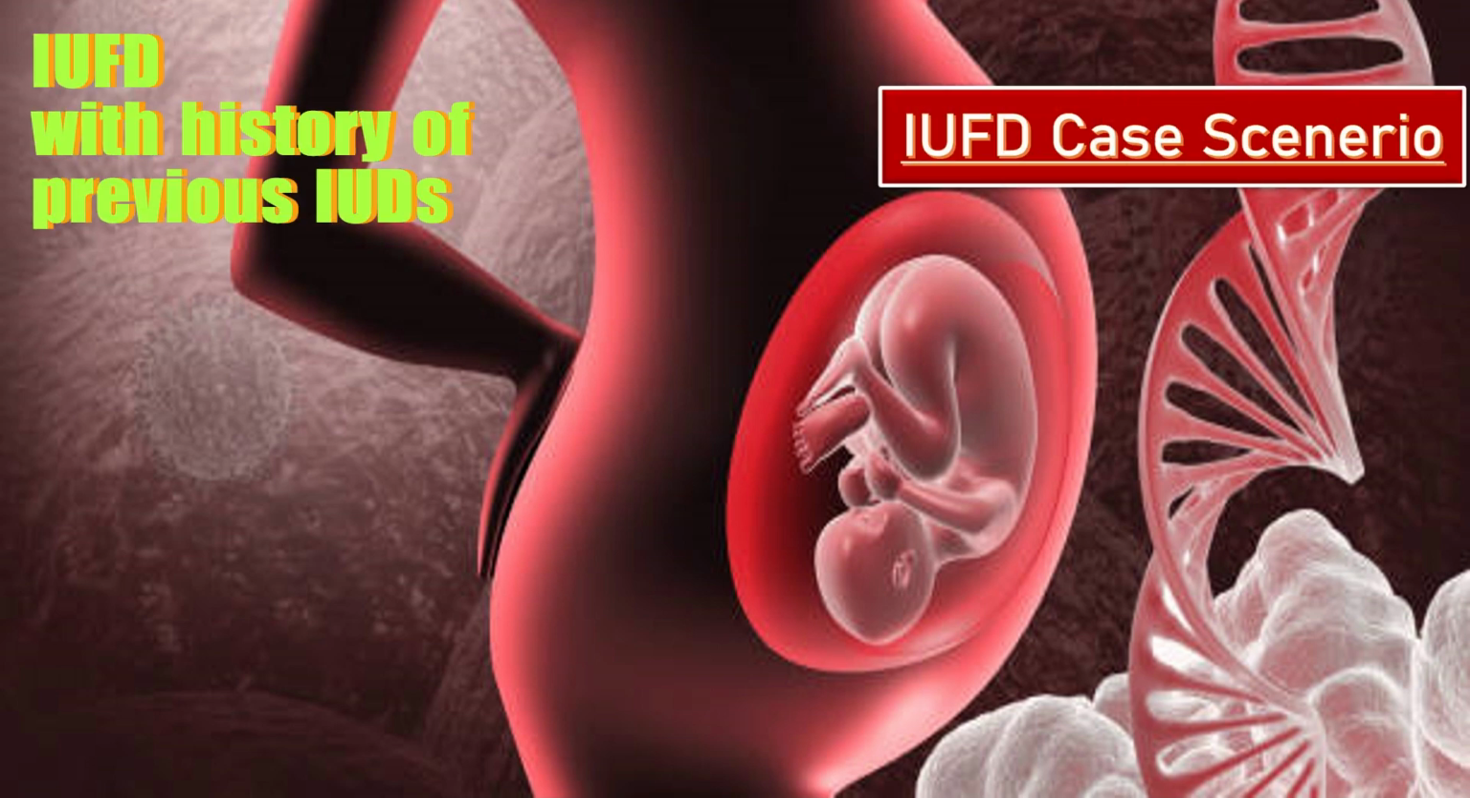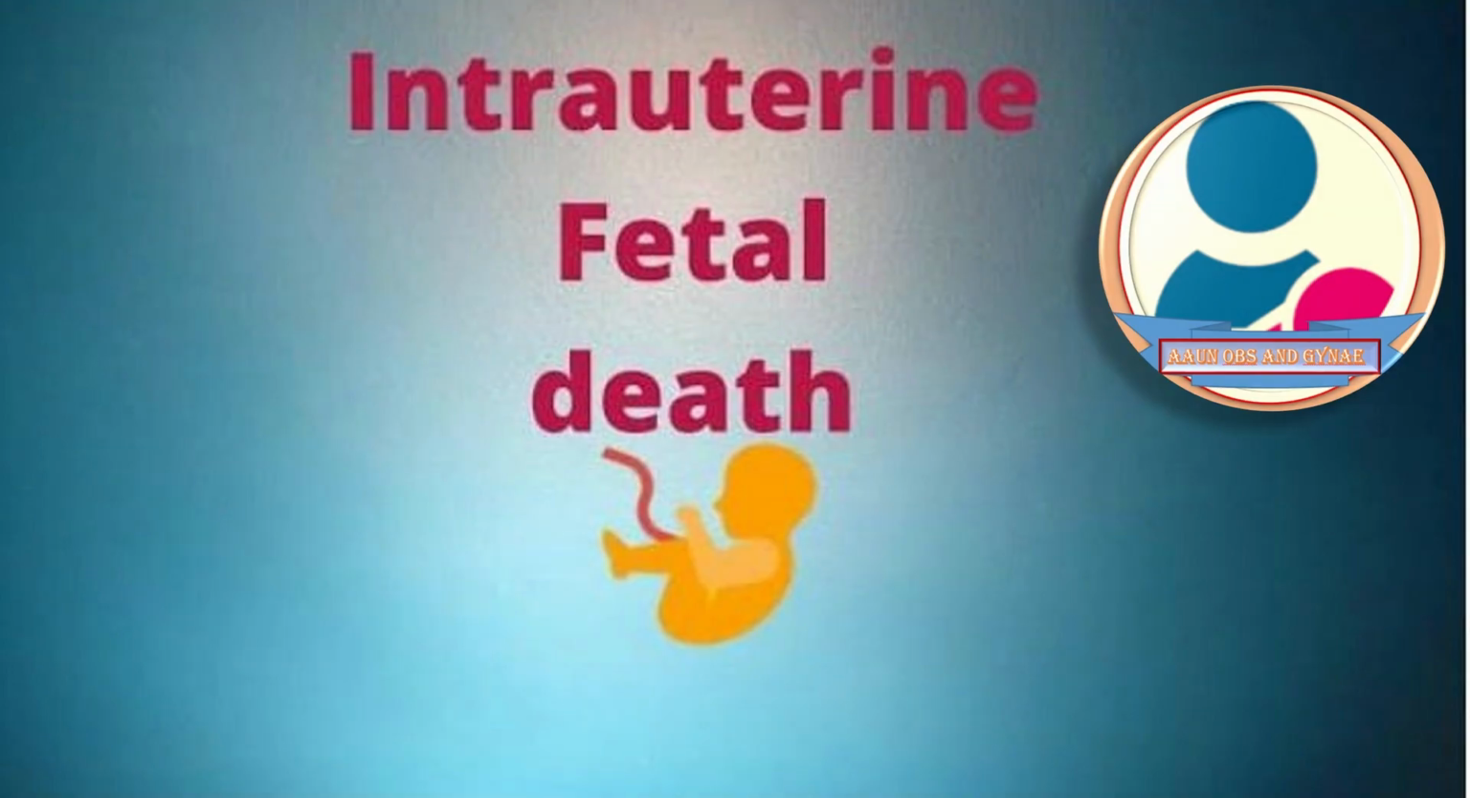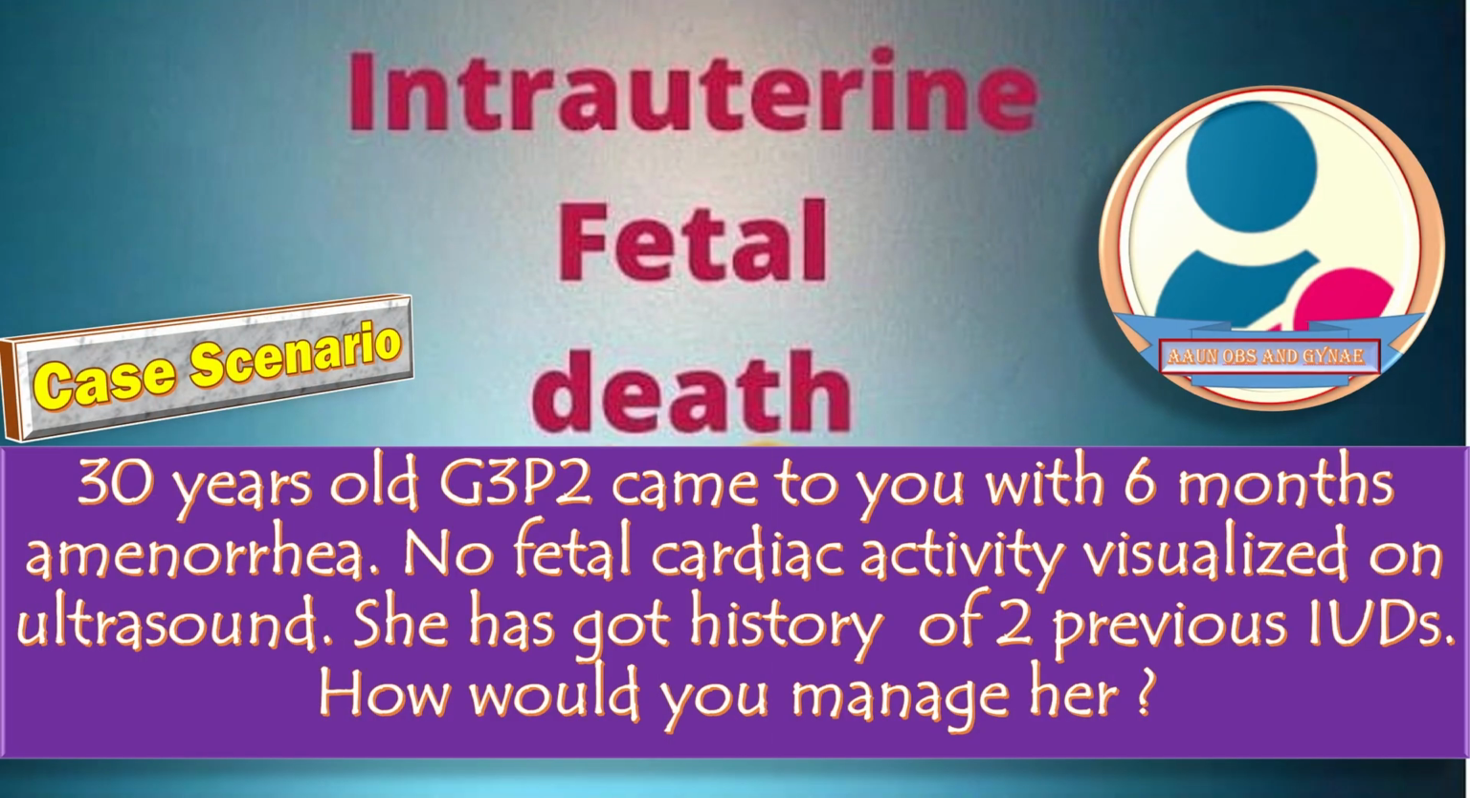Intrauterine fetal demise case scenario is the topic of our discussion today. A 30-year-old gravida 3 para 2 came to you with 6 months amenorrhea, no fetal cardiac activity visualized on ultrasound. She has a history of previous 2 IUDs. How would you manage her?